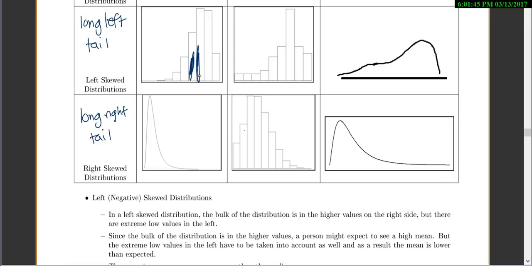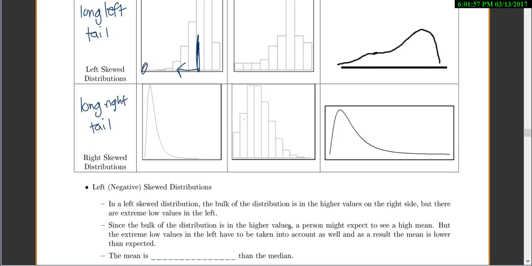But what happens is you have some really low values over here, and they kind of pull the average towards the low values, or towards the outliers. And so anytime that happens, your average is going to be lower than you might expect because the average gets pulled down. It turns out that your mean will be lower than the median because the average gets pulled down by those outliers, or those extreme low values.